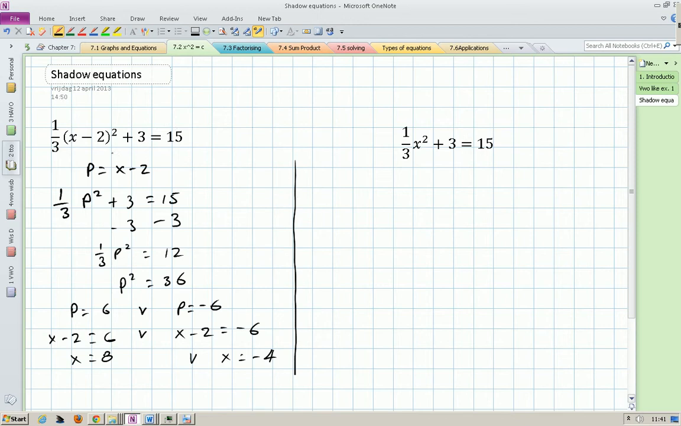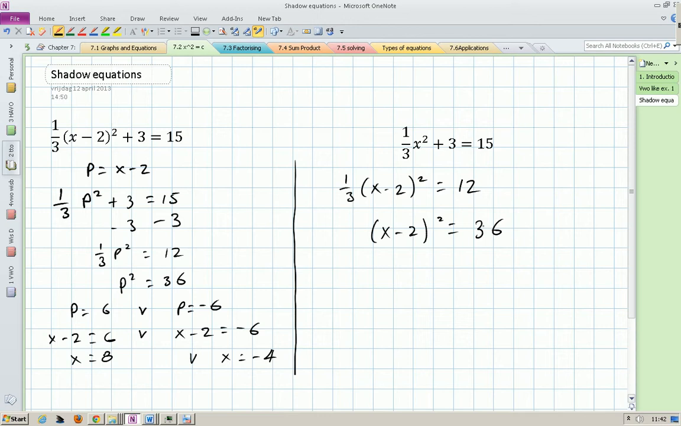What I'm going to do is try and isolate not the x on the left side in the first instance, but the x minus 2. So I'll start with subtracting 3 from both sides, and I'll get 1/3 x minus 2 squared. I've got the 3 gone on the left, and that's going to be equal to 12. I'm trying to isolate the x minus 2 squared on the left side. So now I'm multiplying by 3 on both sides. That will get rid of the 1/3 on the left, leaving x minus 2 squared on the left, and of course 36 on the right.